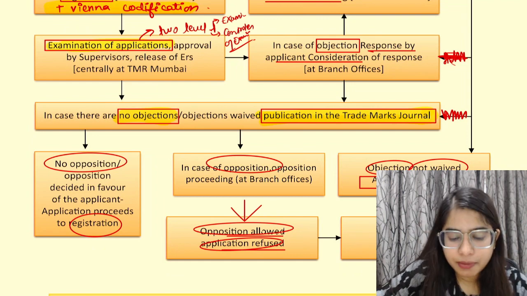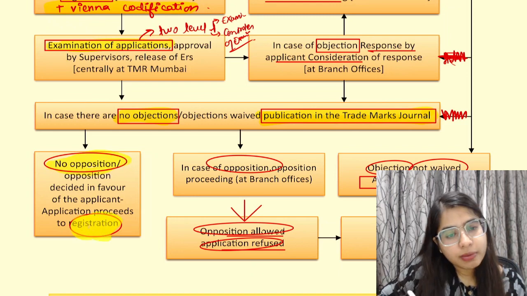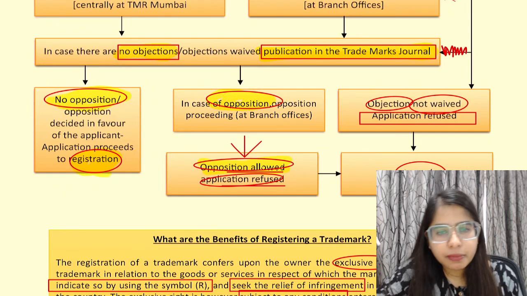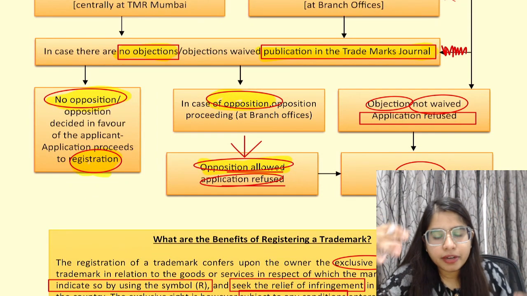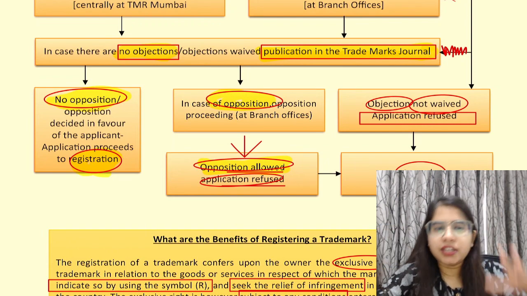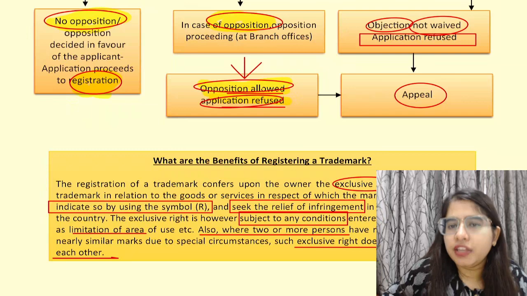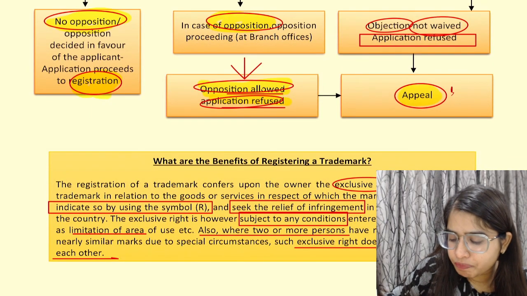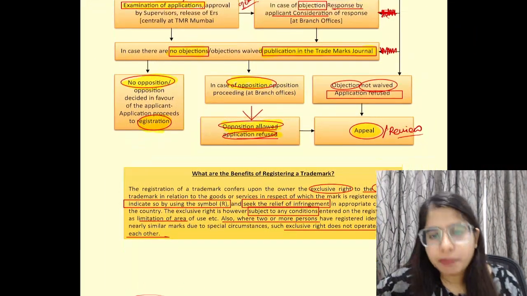So two things can happen. When the objection is raised, either no objection is there, in that case they will register my trademark, or if any objection is there, then the hearing will be done properly. Both the parties, sunwai will be done, and after hearing, two things can happen: either they will allow my registration or they will reject my application. If they reject my application, then I can apply for appeal or review.